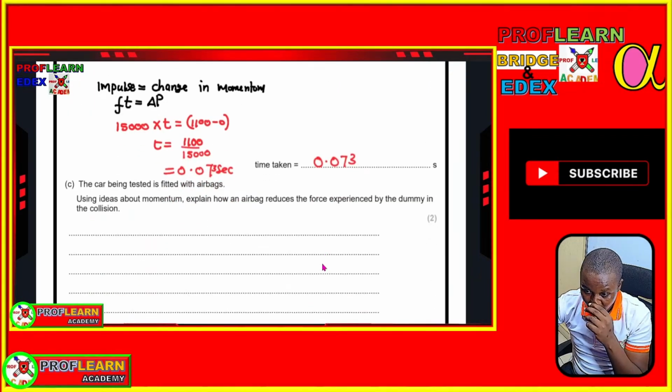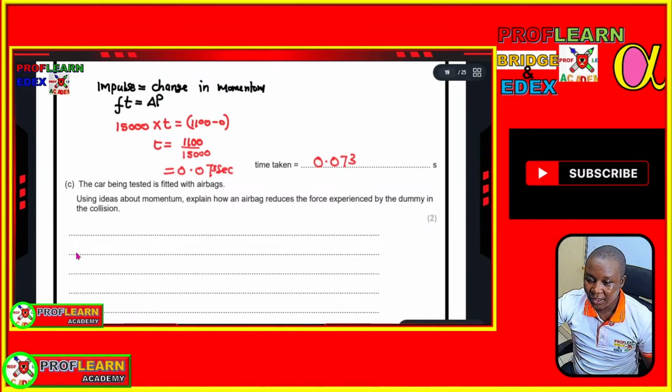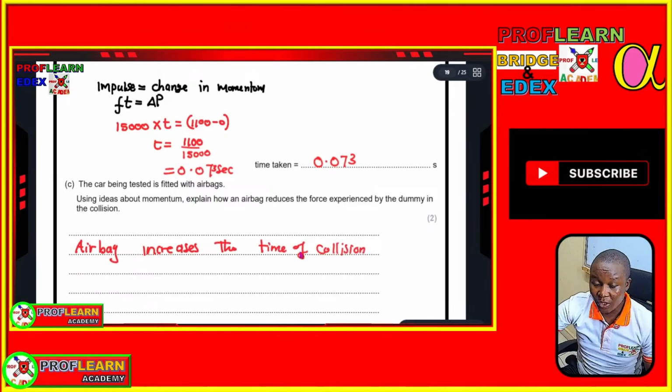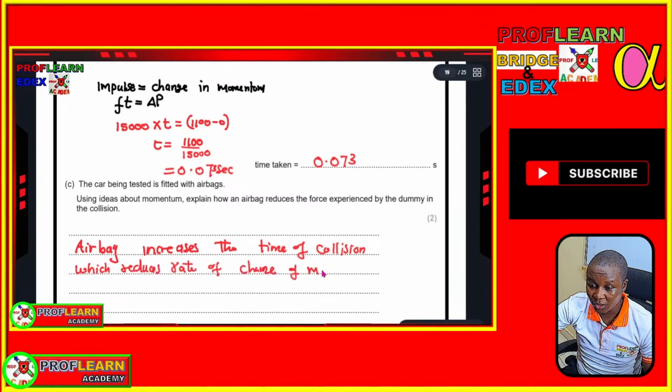Using airbags. Even cars are fitted with airbags. The reason this is done is to reduce the injury. And how does it reduce the injury? You realize that airbags and soft materials increase the time of impact. And when you increase the time of collision, you are going to reduce the amount of force that is going to be experienced. So an airbag increases the time of collision.